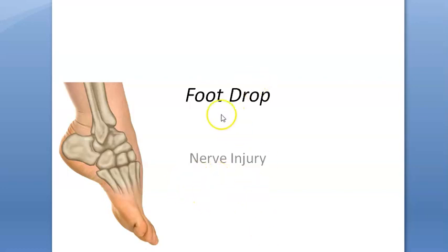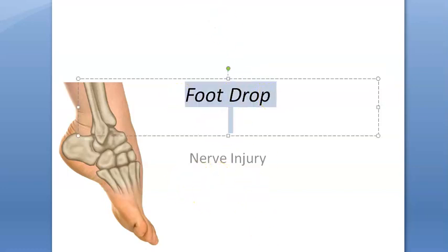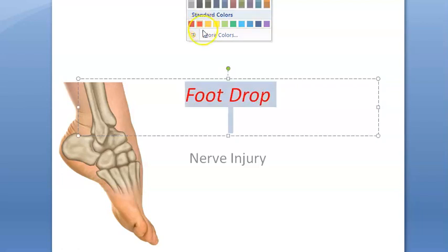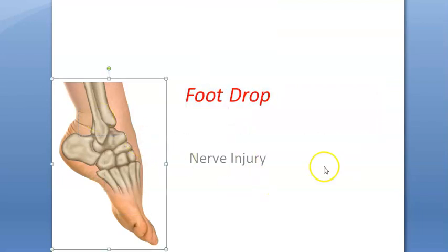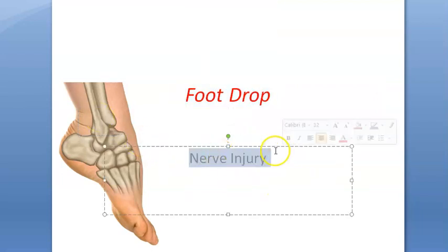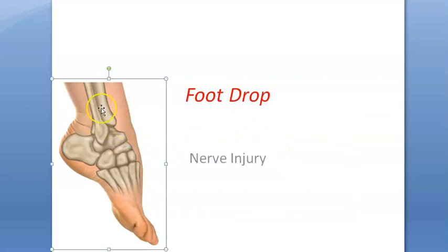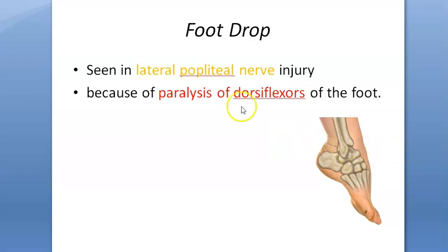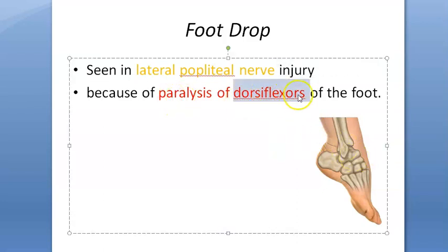Hello people, in this video we want to look at the topic foot drop. This is a topic in orthopedics. It happens because of nerve injury. Foot drop means the leg will be like this. There will be paralysis of the dorsiflexors. These are the muscles. Because of injury to which nerve? Lateral popliteal nerve. So these 2 points you have to write.